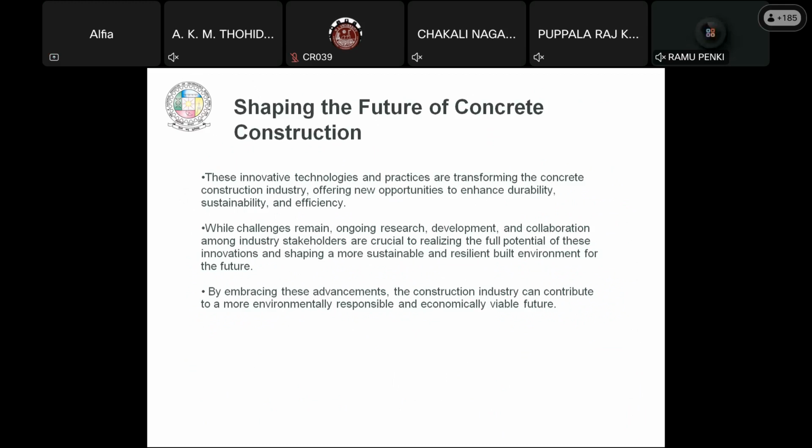So these innovative technologies and practices are transforming the concrete construction industry, offering new opportunities to enhance durability, sustainability, and efficiency. While the challenges remain, ongoing research and development and collaboration among industry stakeholders are realizing the full potential of these innovations and shaping a more sustainable and resilient built environment for the future. By embracing these advancements, the construction industry can contribute to a more environmentally responsible and economically viable future.